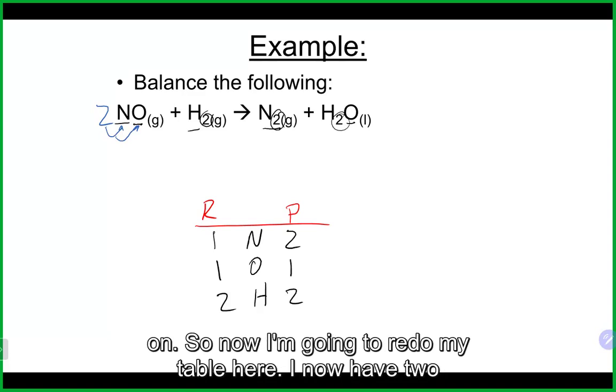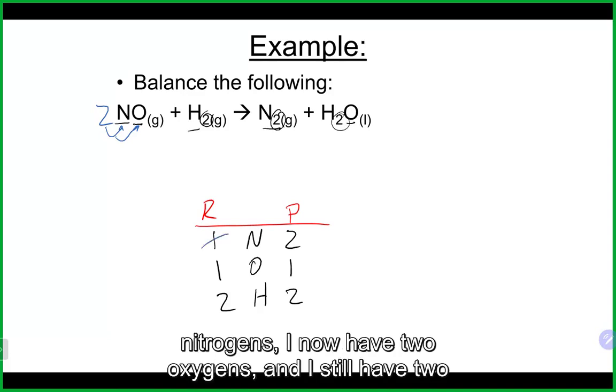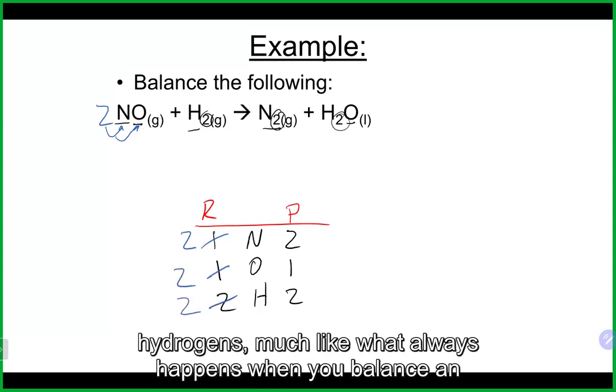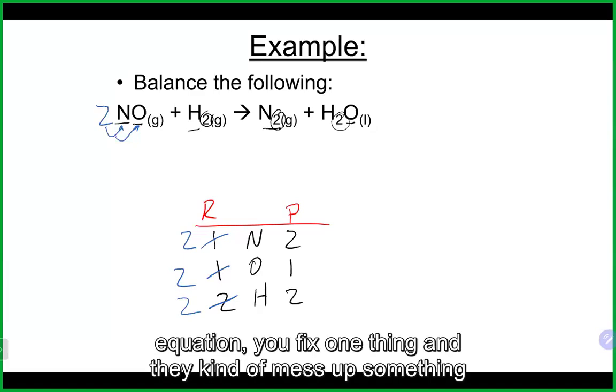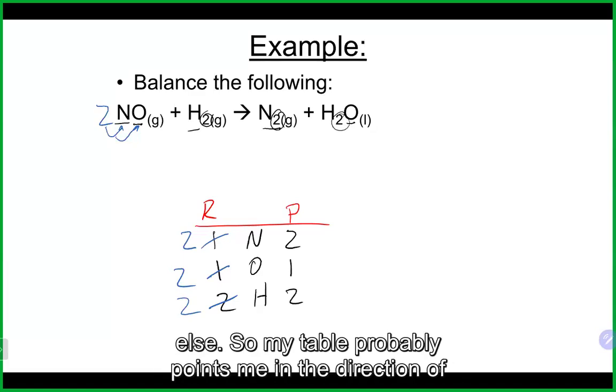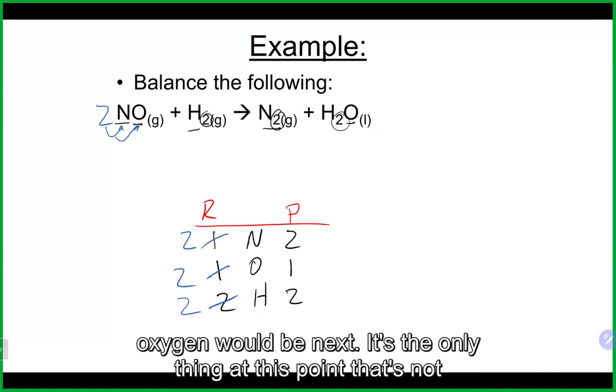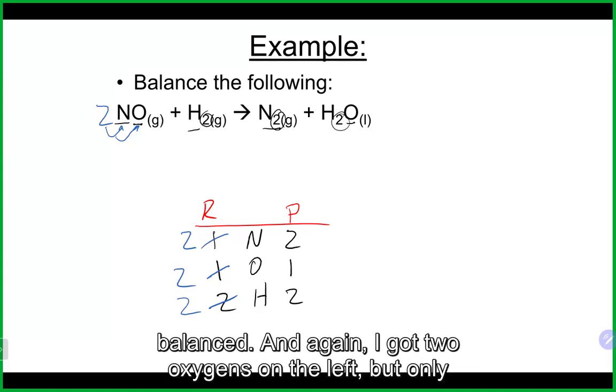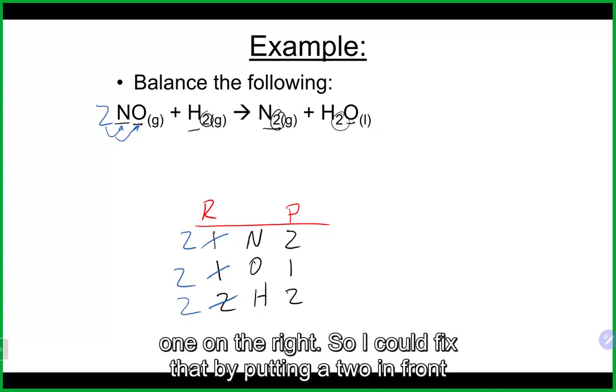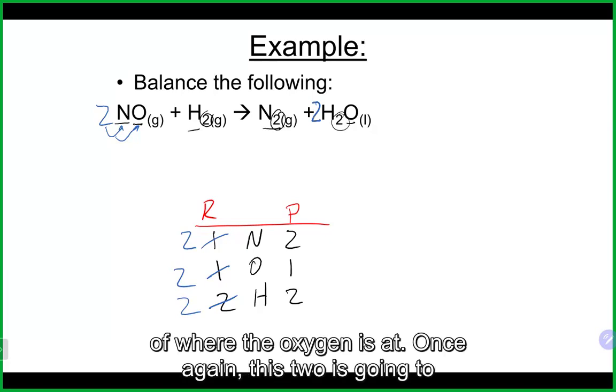So now I'm going to redo my table here. I now have 2 nitrogens. I now have 2 oxygens, and I still have 2 hydrogens. Much like what always happens when you balance an equation, you fix one thing but kind of mess up something else. So my table probably points me in the direction of oxygen would be next. It's the only thing at this point that's not balanced. And again, I got 2 oxygens on the left, but only 1 on the right. So I could fix that by putting a 2 in front of where the oxygen's at.